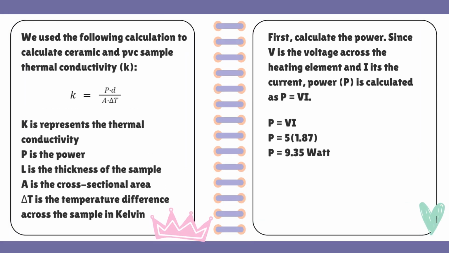Okay, so for the analysis, we use the following calculation to calculate ceramic and PVC or polymer sample thermal conductivity. As we know, K is equal to P multiplied by d and divided by the area multiplied by the temperature difference. Okay, so first of all, we need to calculate the power. Since V is the voltage across the heating element and I is the current, P is calculated as P equal to VI. Then we can get the value of P, which is 9.35 watt.